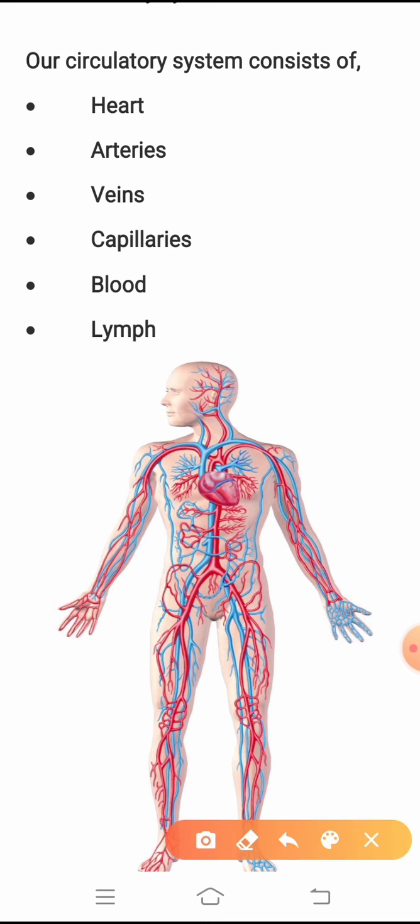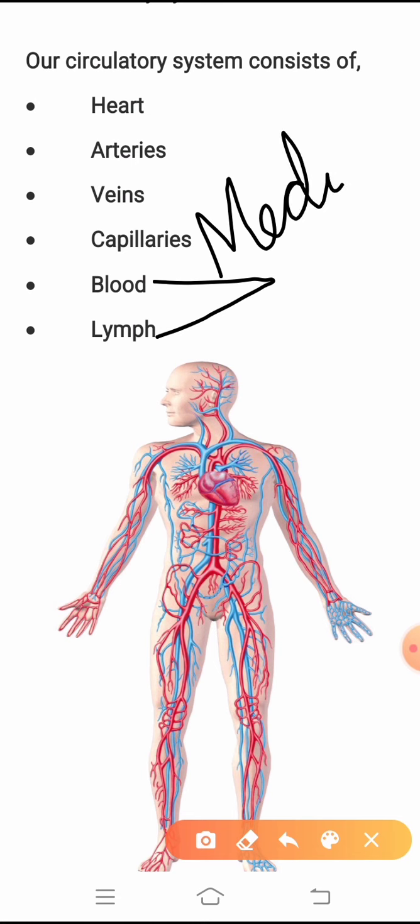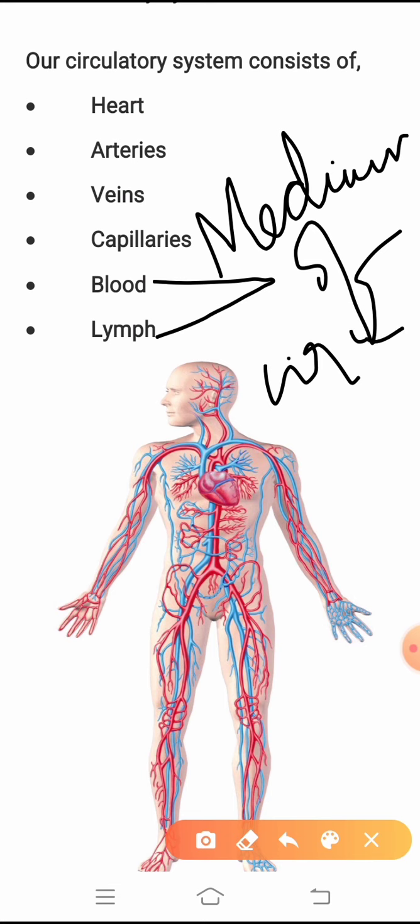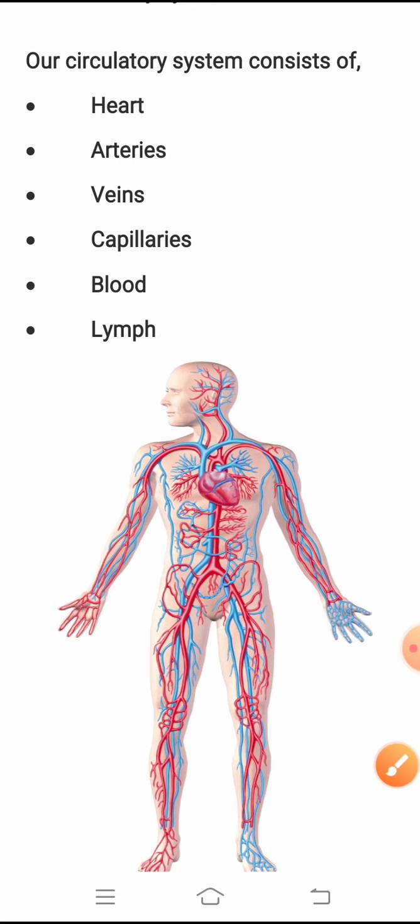Moving to blood and lymph, what is the function of blood and lymph? This blood and lymph carry the fluid-like substances. They are getting transferred, they are helping in transportation. They are carrying the fluid-like substances, hence they are termed as the medium of circulation. Now let us understand in detail about each of these things.